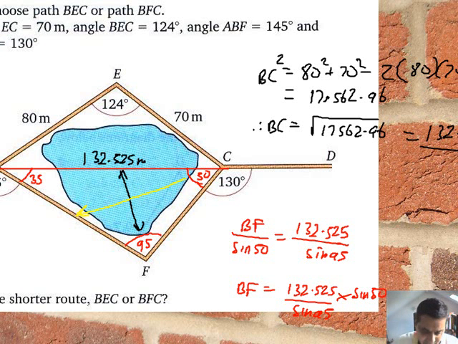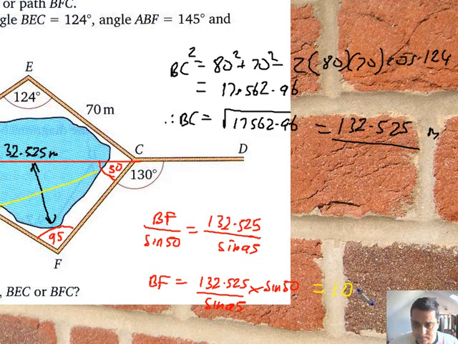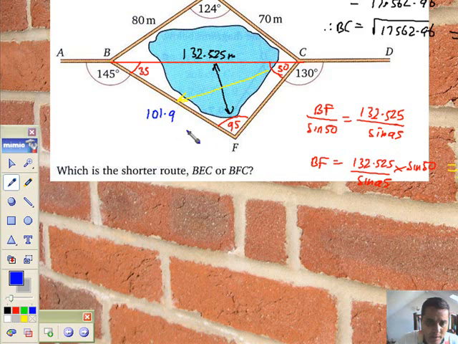132.525 divided by the sine of 95, that's his sine, and multiplied by the sine of 50. And that gives us 101.9 meters. So that part is 101.9 meters. Just label it in, 101.9.